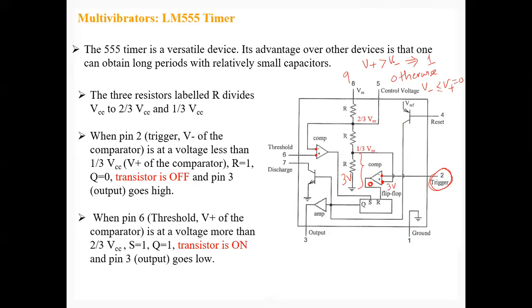Because you'll get 1 only when B plus is greater than B minus. Your B minus is less than 3. It means your B plus is greater than B minus, because your B plus is already 3, because you supply 9 volt here.